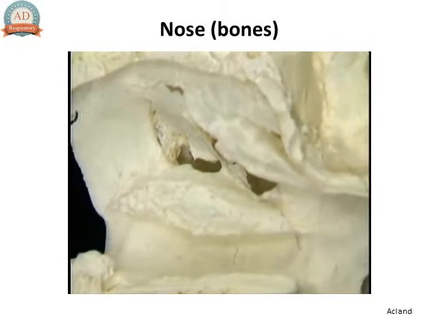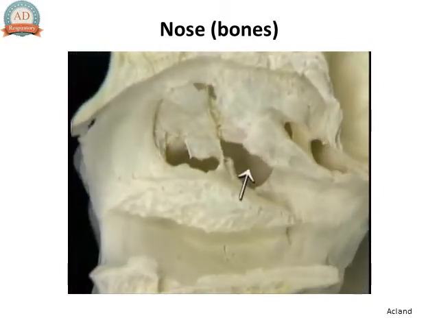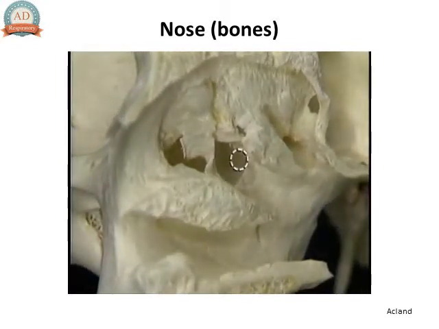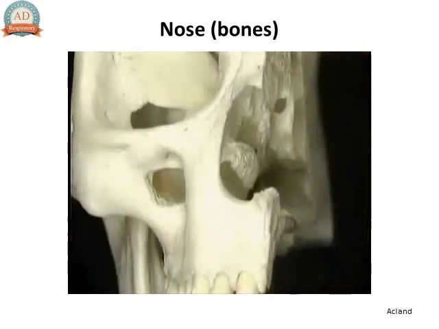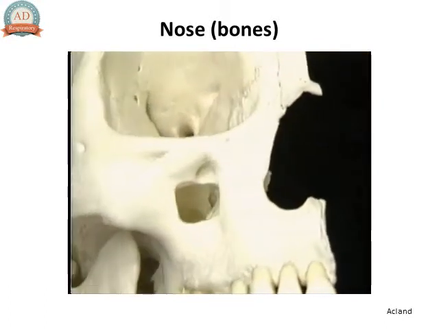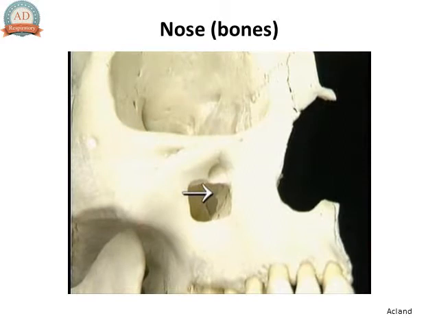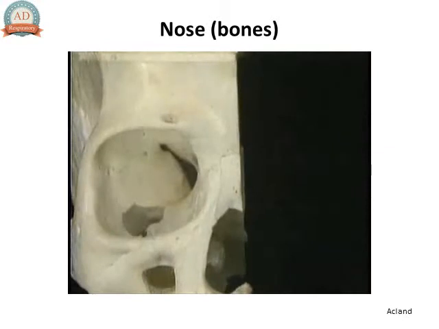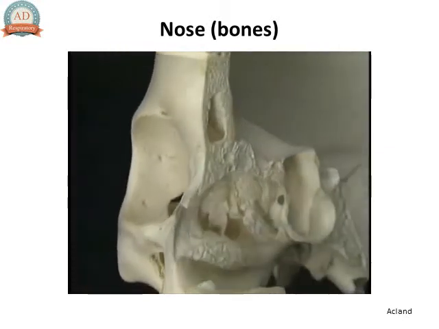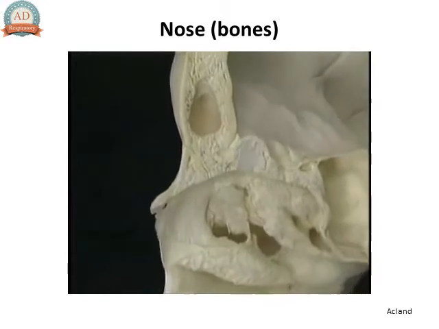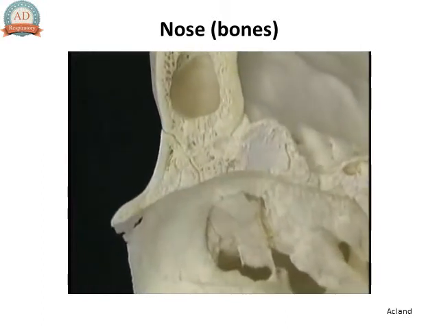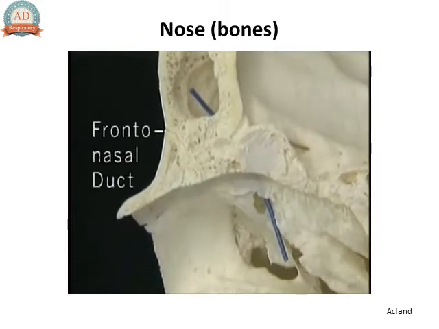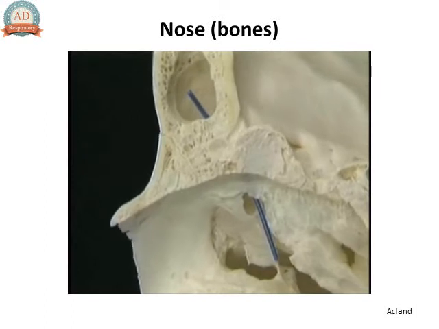In the living body, all of this opening and much of this one are closed off by soft tissue. The real opening of the maxillary sinus is back here. If we look in from in front, we can see that the opening is quite high on the medial wall of the maxillary antrum. The frontal sinus opens into the nasal cavity by way of a narrow passage, the frontonasal duct. The frontonasal duct starts above the uncinate process and runs upward and forward to reach the frontal sinus.